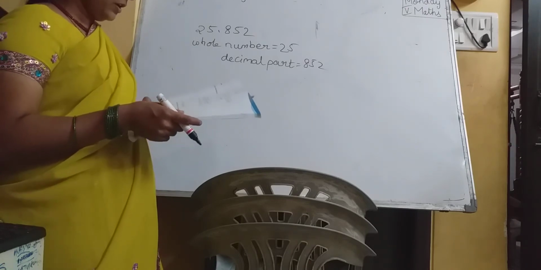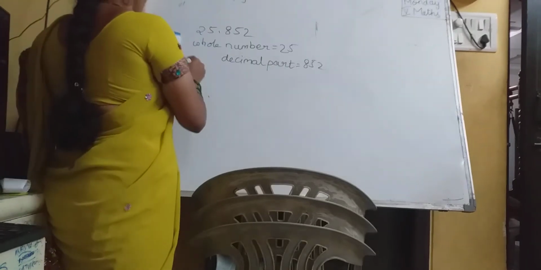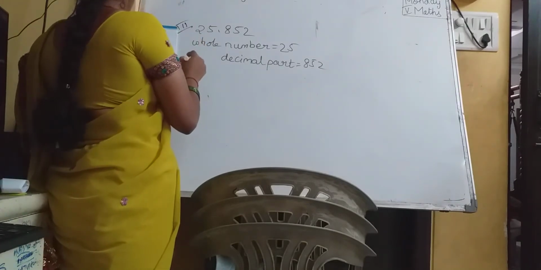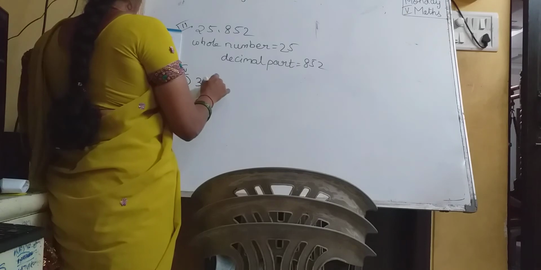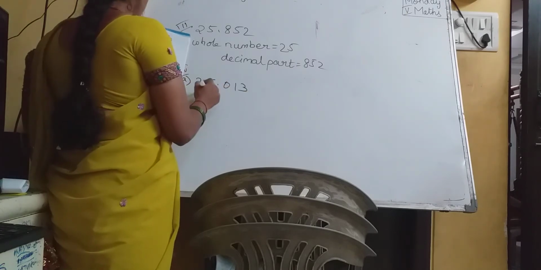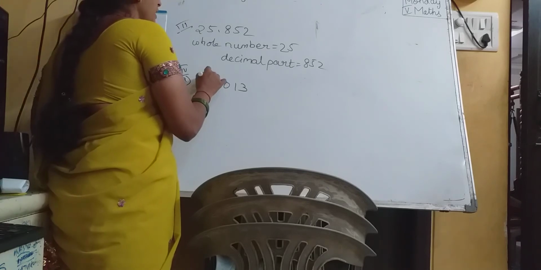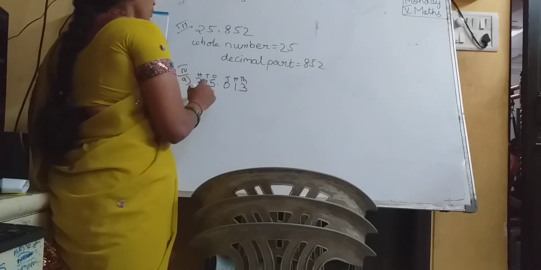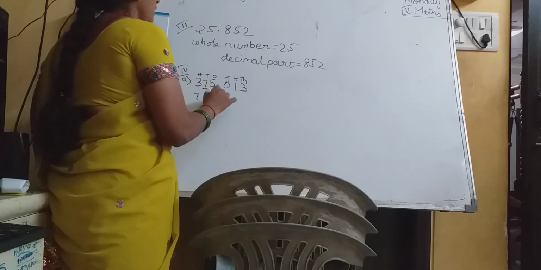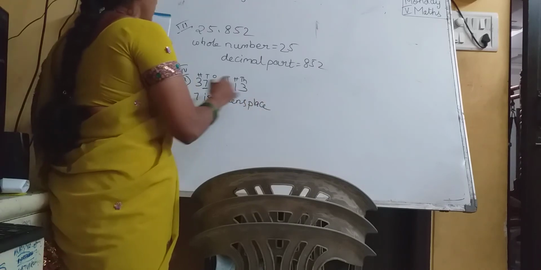Okay, now the fourth bit: write the place value of the underlined digit. This is the third bit, children. Fourth bit, A1, 375.013. What is underlined? The underlined digit is 7. What is the place value of 7, children? Ones, tens, hundreds. Is it tenth, hundredth, thousandth? So 7 is in the tens place. Like this you are going to write.